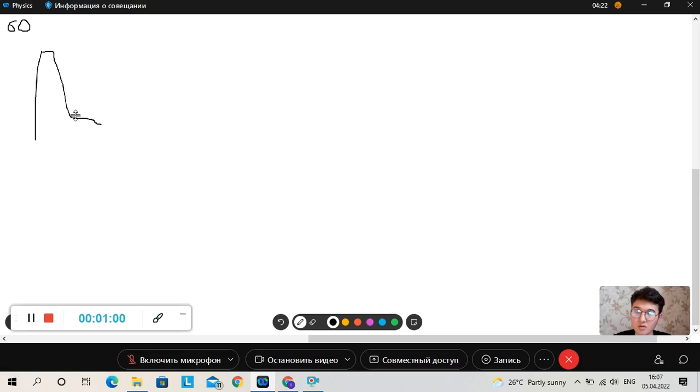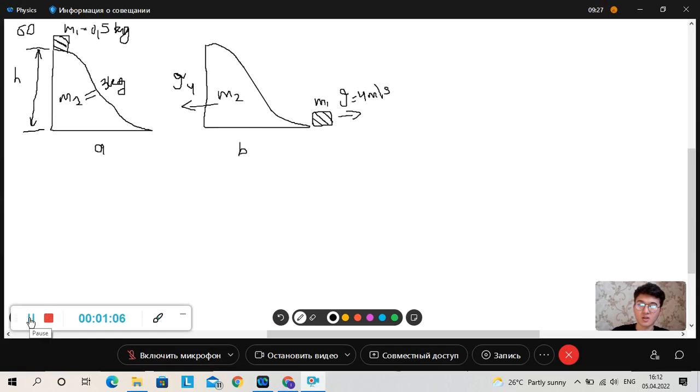This is a wedge. Okay, I painted our question. In section A there are two objects at rest, and in picture B they have moved. M1 moved to the right and M2 moved to the left. We need to find, in the first question, V4, the velocity of M2 after the collision, and in the second question, the height of the wedge.